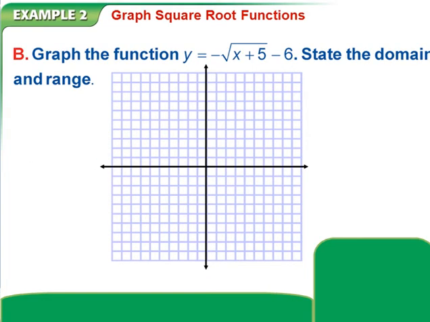Okay, let's take a look at another one. Again, write down the equation with the x and y axis. Plus 5 is going to move it to the left 5. Minus 6 is going to move this down 6. So that's where we're going to start. Go to the left 5 and down 6.